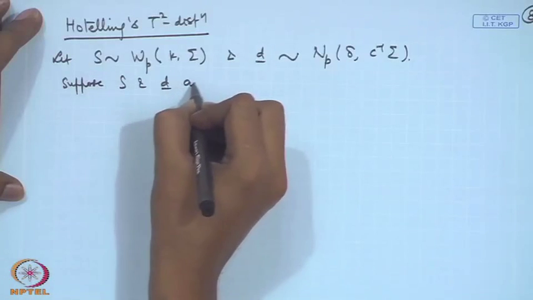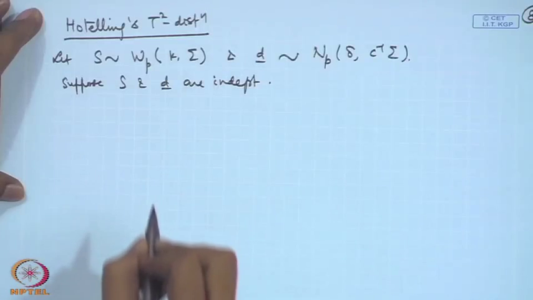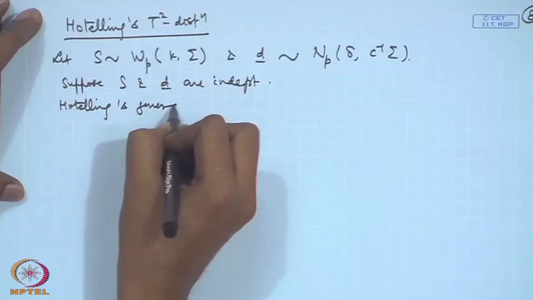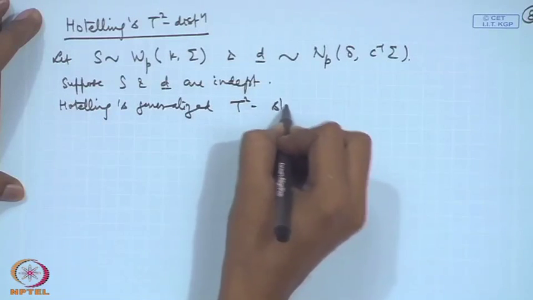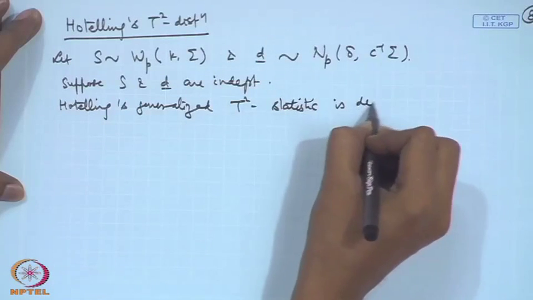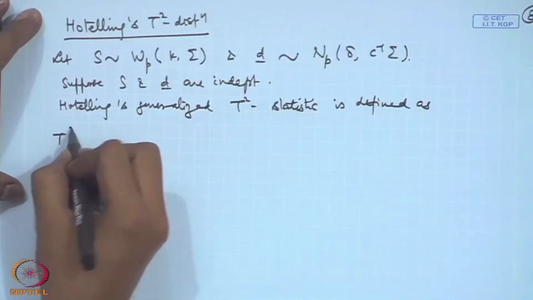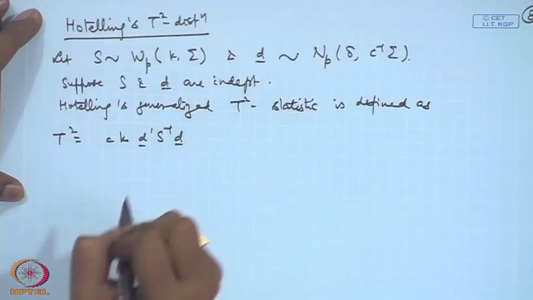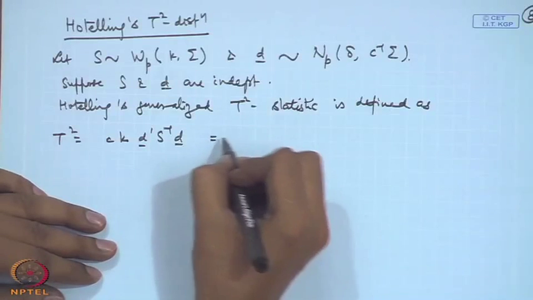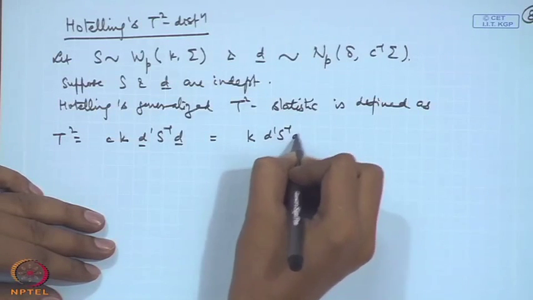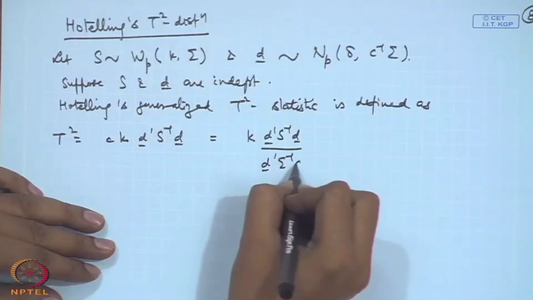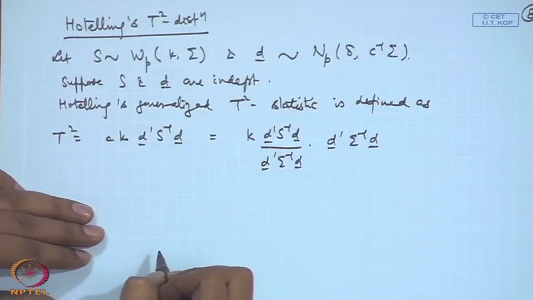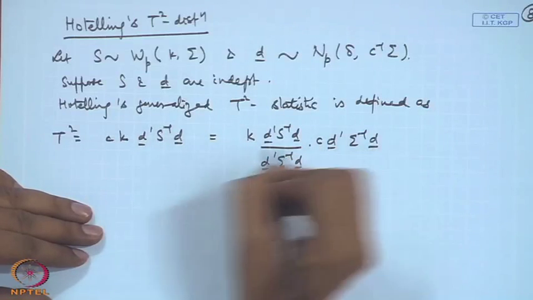Suppose S and D are independent. In that case, Hotelling's generalized T square statistic is defined as T square equal to c k D prime S inverse D. Now, this we can interpret as k D prime S inverse D divided by D prime sigma inverse D, into D prime sigma inverse D. And this c also we write here.